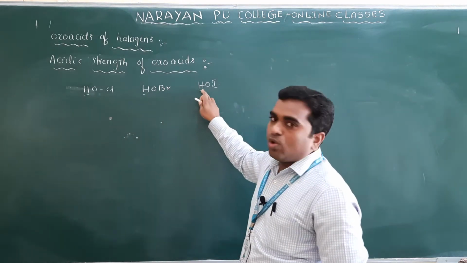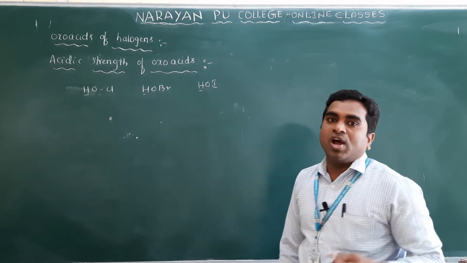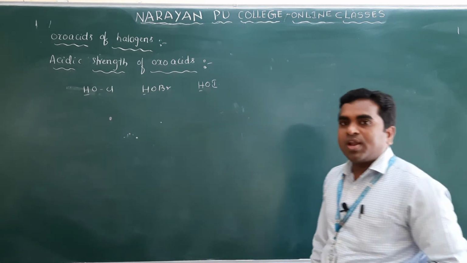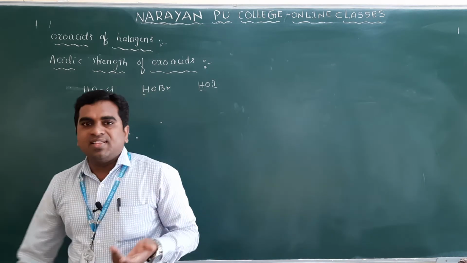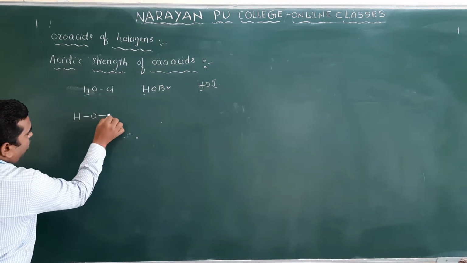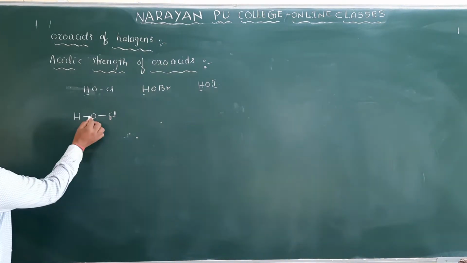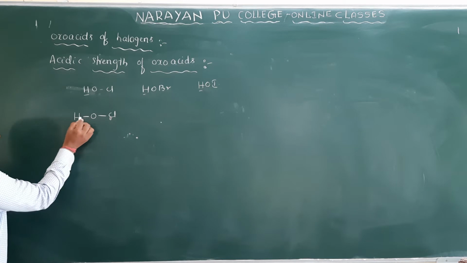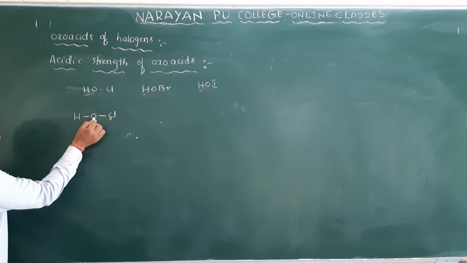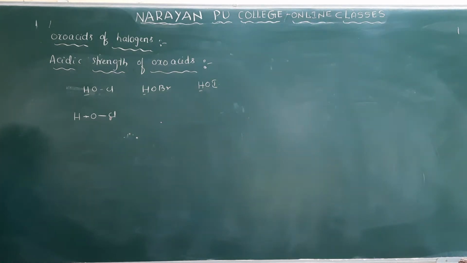So that's why these all are acids only, but you have to identify which one is more acidic. Clear? In the first case, we have H, O and Cl. Oxygen is highly electronegative compared to hydrogen, so it attracts the electrons towards itself.